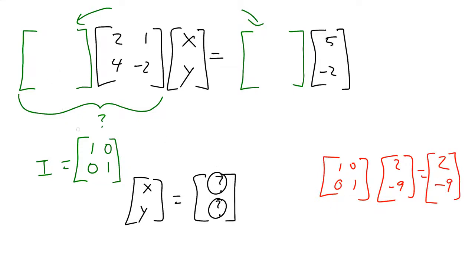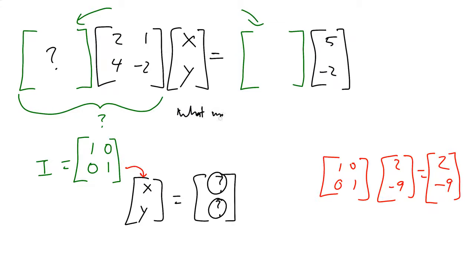Therefore, if we multiply 1, 0, 0, 1 by xy, then we are in fact going to get just plain xy. So this is exactly what we want. And then whatever this green guy is over here, we'll multiply by 5, negative 2 and get our answer. Now, the question, and this is the $64,000 question, is what do I need to multiply it by in order to get 1, 0, 0, 1?